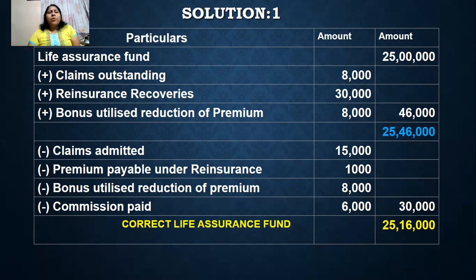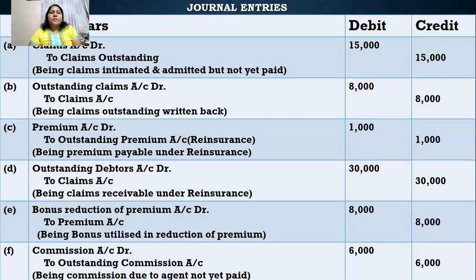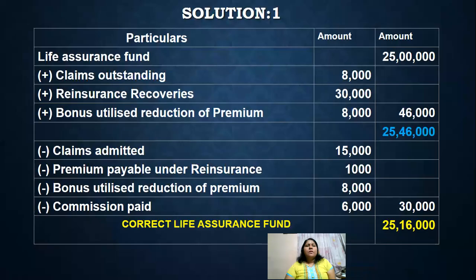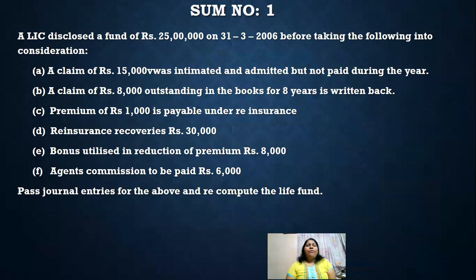And next, in the same problem, they ask you to pass the journal entries. So what are the journal entries? Now look at this. The very first entry I passed here is claims account debit to claims outstanding. This is for the first adjustment given in the problem. The first adjustment is, what is that? A claim of rupees 15,000 was intimated and admitted but not paid during the year. So it's an outstanding claim.